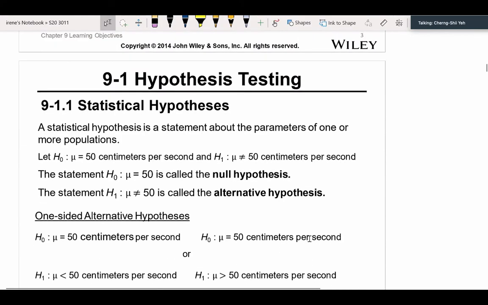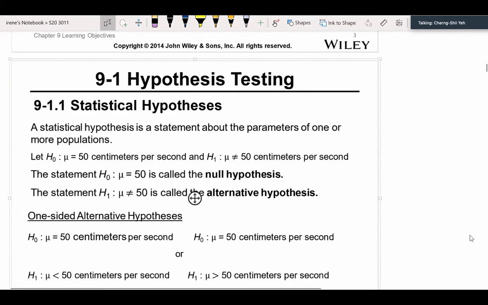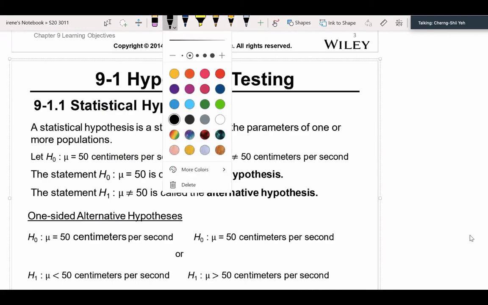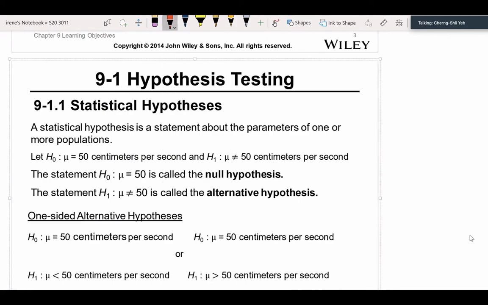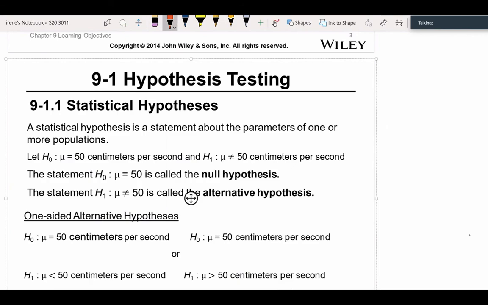So let's get started. Okay, what is hypothesis testing? Hypothesis testing starts with a null hypothesis. This H0 is our null hypothesis. This is what we believe our current process is. We believe our current process has a population average of 50 centimeters per second. So this is what we believe the current process is. Current condition.